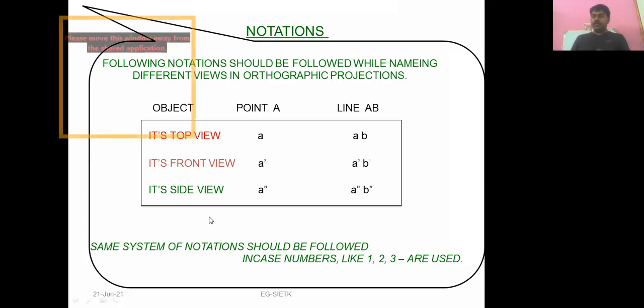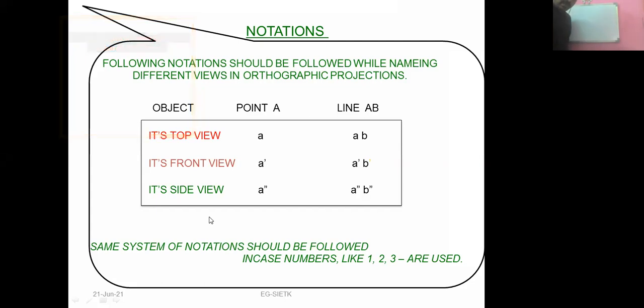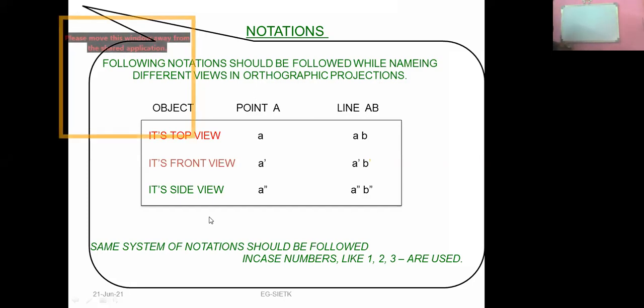Clear? Now, another important point, please mention. The important point is, in these projections, front view and top view should be on the same line. See now how we are going to represent this, it is going to be called the xy line. This is called the xy line.